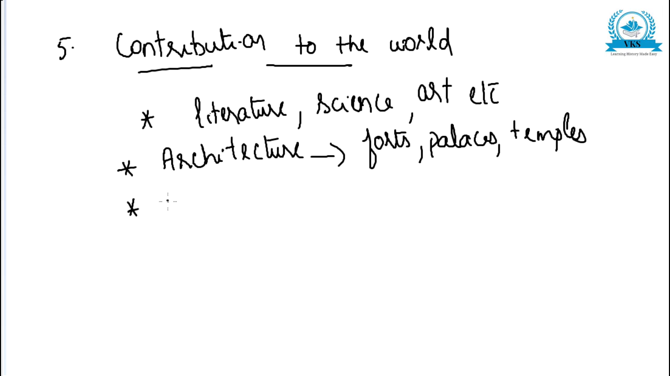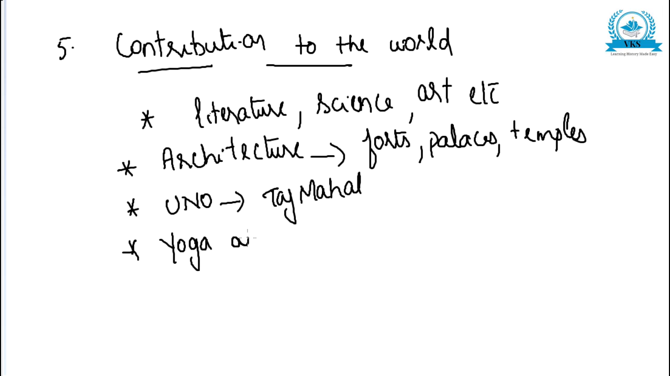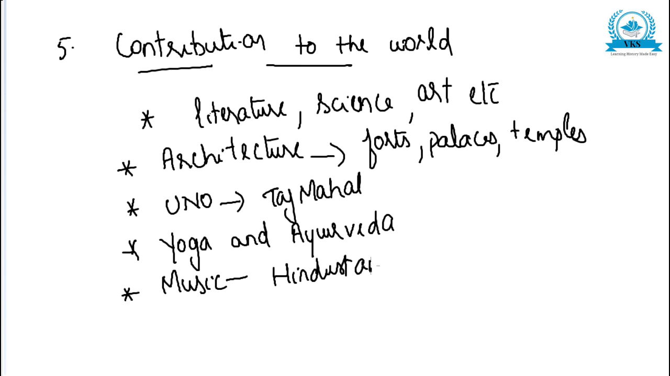Even some of the architectures of India, UNO has recognized as World Heritage Centers, example Taj Mahal, Ajanta, Ellora. All these you can write as examples. Another important contribution from the side of India is yoga and Ayurveda. Yoga and Ayurveda are very important contributions of India. Then in the field of music, we can see Hindustani music is there, Carnatic music is there. All these are important contributions in music.